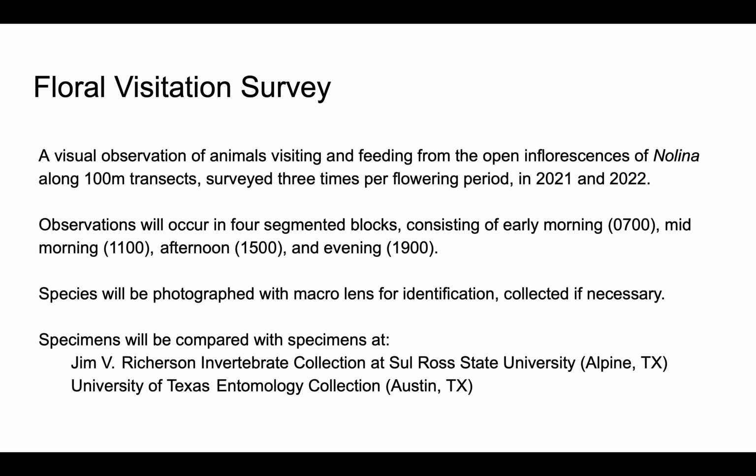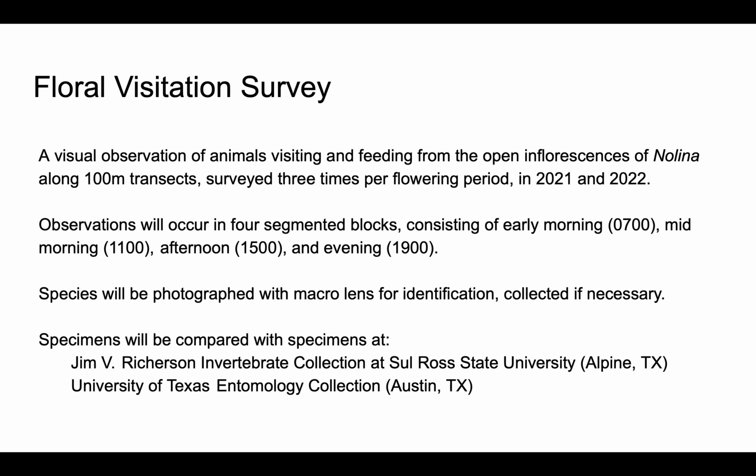So the first part of the study is to create a floral visitation survey. This is a visual observation of all of the animals, presumably insects, visiting and feeding from the inflorescences, for which I'm going to create 100-meter transects at each location. They'll be surveyed 3 times during the flowering period, so basically 3 weekends in a row. And each time I do it, there will be 4 blocks that I check: the early morning, mid-morning, afternoon, and evening. This is to account for all of the various pollinators who would show up.